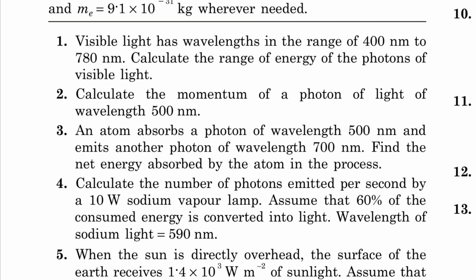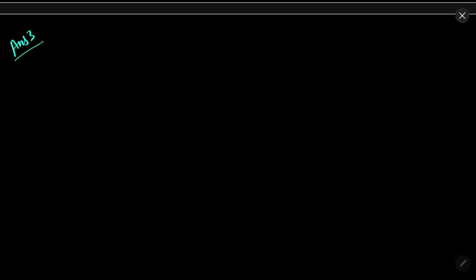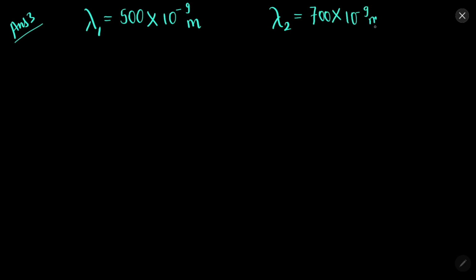In question 3, an atom absorbs a photon of wavelength 500 nanometer and emits another photon of wavelength 700 nanometer. We need to find the net energy absorbed by the atom in the process. So this is the third one. So the first wavelength is 500 nanometers or 500 into 10 to the power minus 9 meters, and another wavelength is 700 nanometer, that is 700 into 10 to the power minus 9 meters.